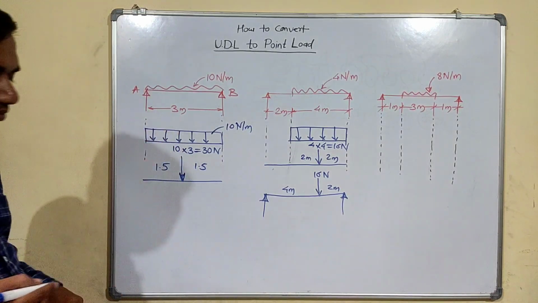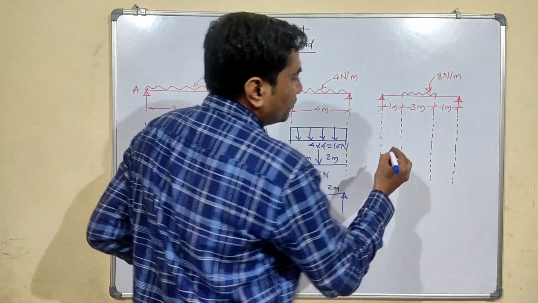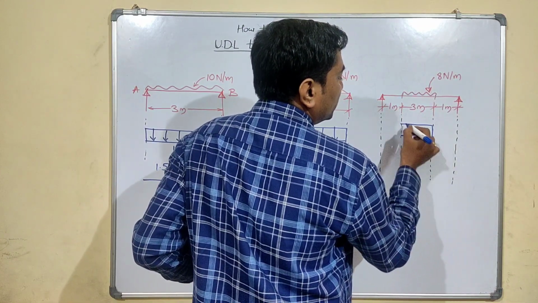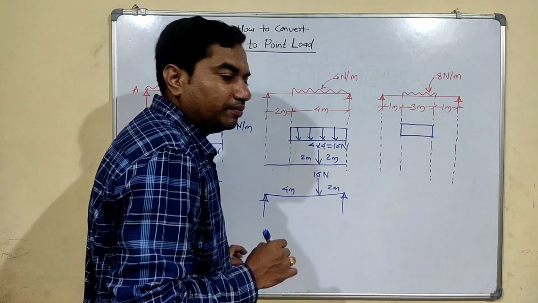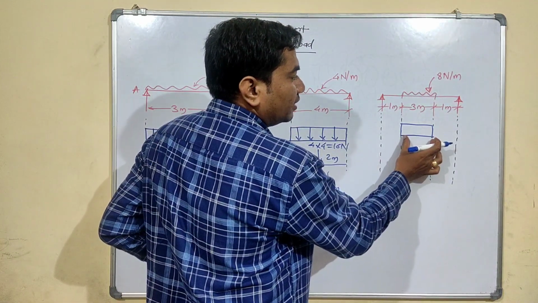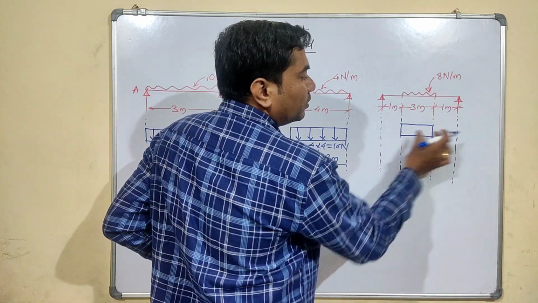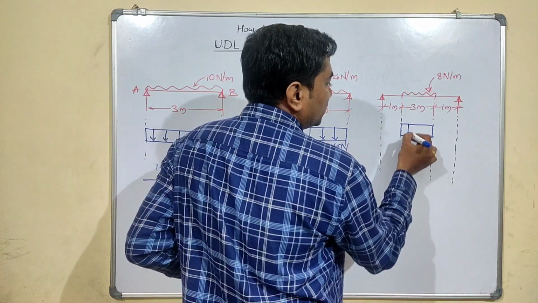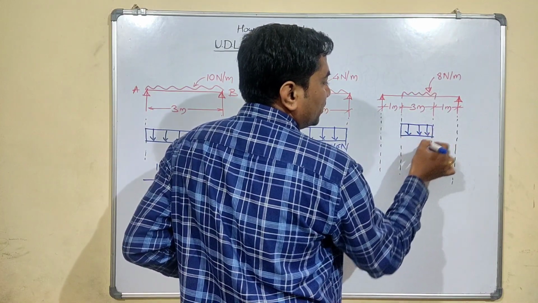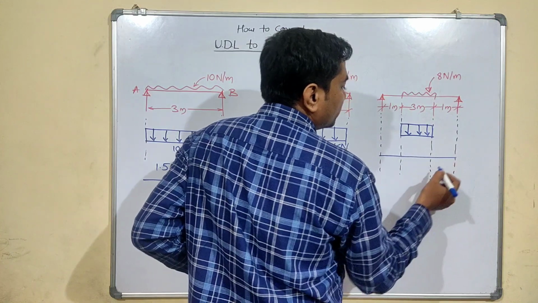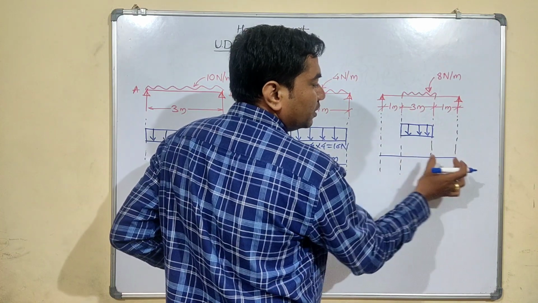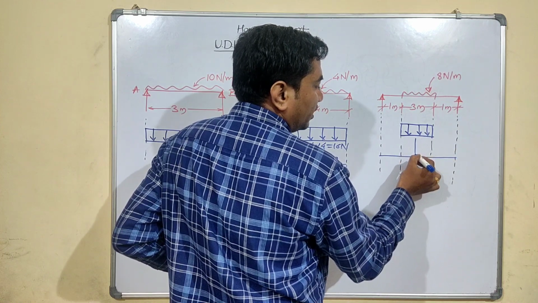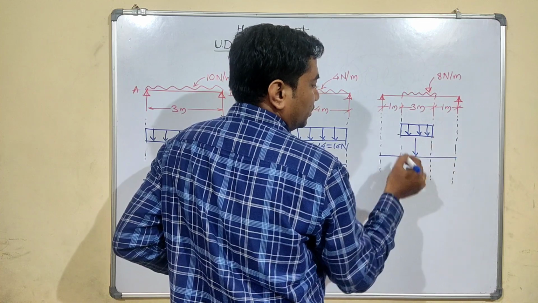So we will take another example to convert the UDL into point load. So now here the UDL is acting on some part of the span of the beam. So here the UDL is acting at the mid of this span and some part on both sides are not having the UDL. So now we have to convert this UDL into point load. So this is the representation of UDL. So how to convert this? So there is no loading in this portion, there is no loading in this portion, but there is UDL in this portion. So point load will act at the center of this length of the UDL.